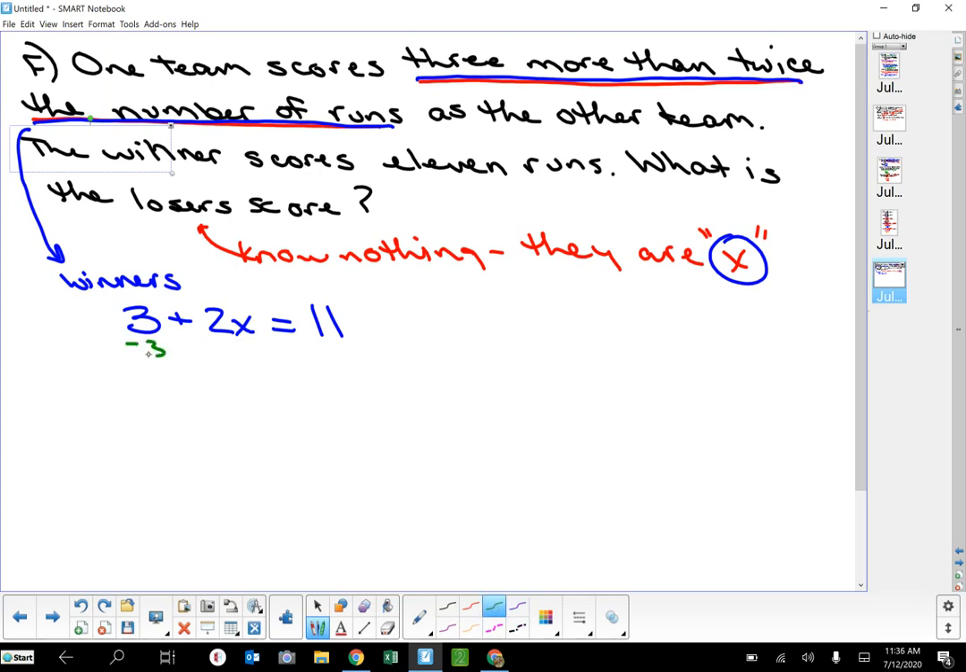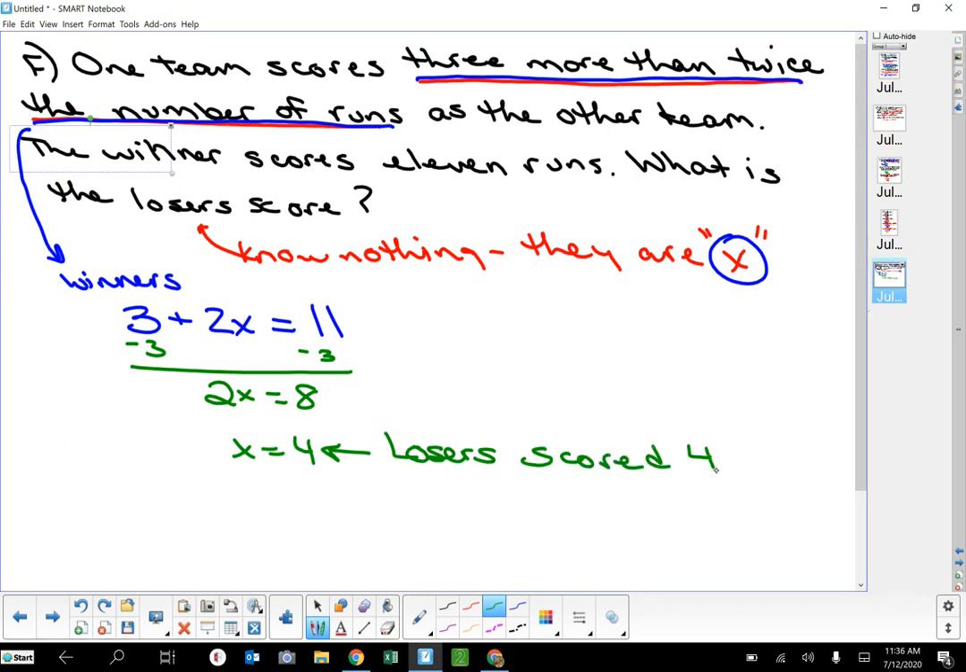So I subtract 3, 2x equals 8, and x equals 4. So the losers, I hate that word, losers scored 4. And the winners scored 11, which is 2 times the number of runs and add 3. Okay, so the losers scored 4.